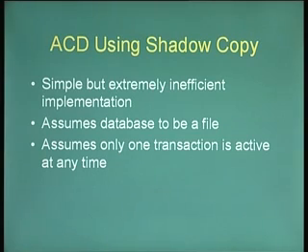Several more sophisticated techniques for maintaining ACID properties are taken up in much more detail when we take up the topic of transaction processing itself. Here this is just to illustrate the concept of what it takes to maintain certain properties of a transaction. Now, shadow copy transaction assumes the database to be a single file, and assumes that there is only one transaction active at any time. Note that it can only provide ACD, that is atomicity, consistency and durability, not isolation.